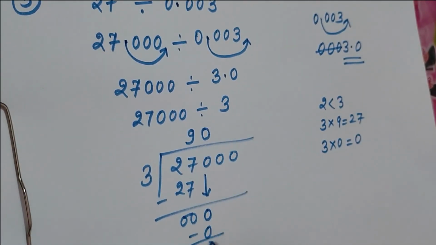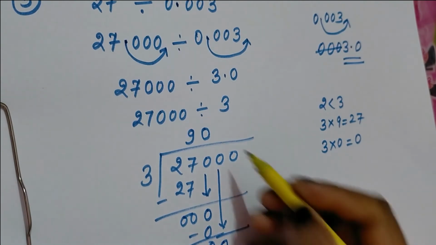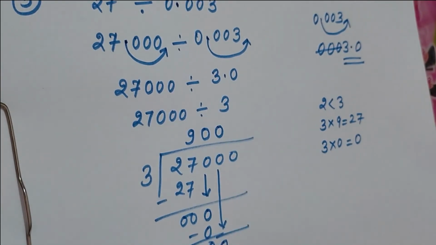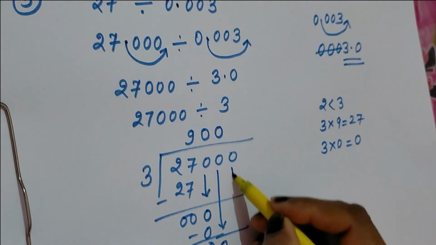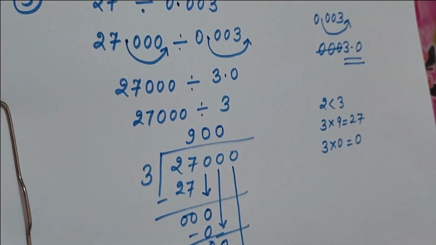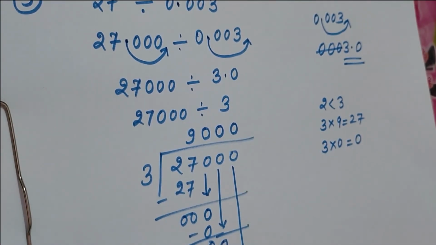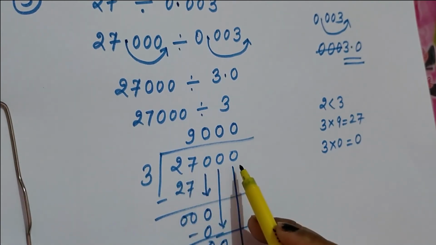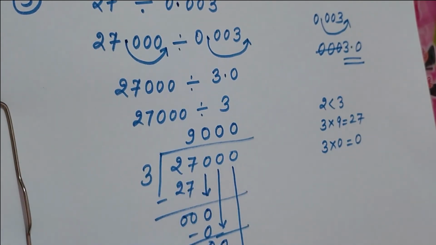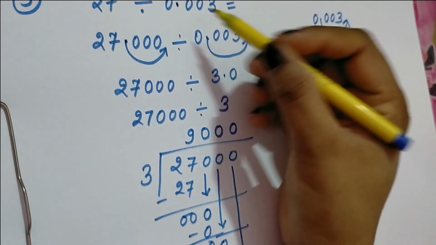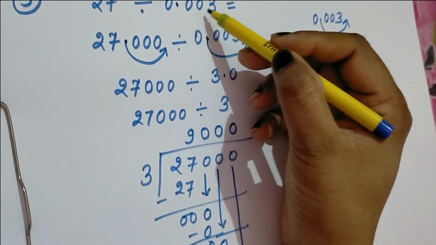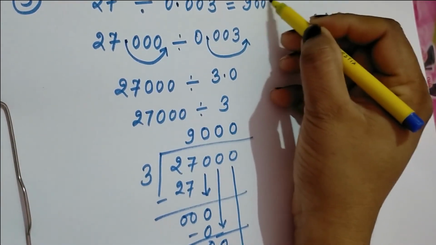0 minus 0 is 0. Next we need to copy this 0 here, because this 0 is again part of our question and the question needs to be solved. So 0 times 3 is 0. Here the next 0 is copied. So now 0 times 3 is 0. 0 minus 0 is 0. Now we are done with all the digits present in the dividend, and this 0 is part of our answer. So here we are done. Our answer is that 27 divided by 0.003 is 9,000.